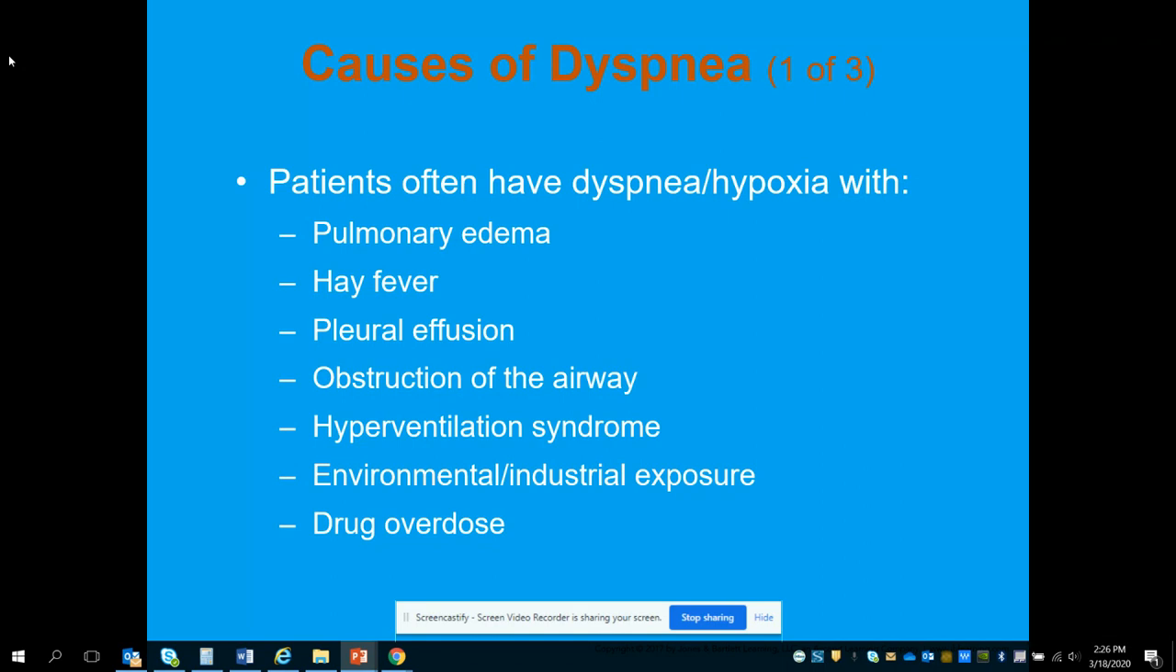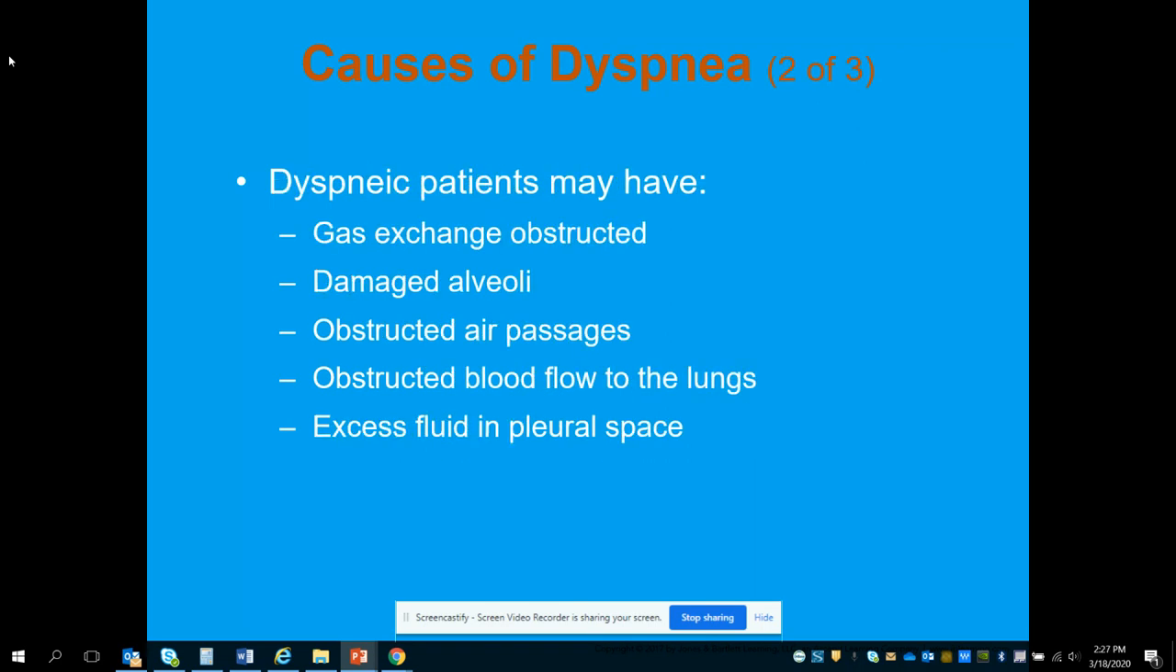Now again, let's just look at a few examples of times that someone could be experiencing dyspnea, and this is certainly not all of them, but just taking a look. We have pulmonary edema, hay fever, pleural effusion, obstruction of the airway, hyperventilation syndrome, environmental and industrial exposure, and drug overdoses. We also have other things that can be an issue here, and so we'll talk about all of those. Those are just giving you a few examples.